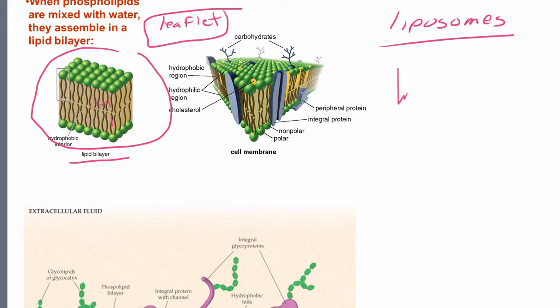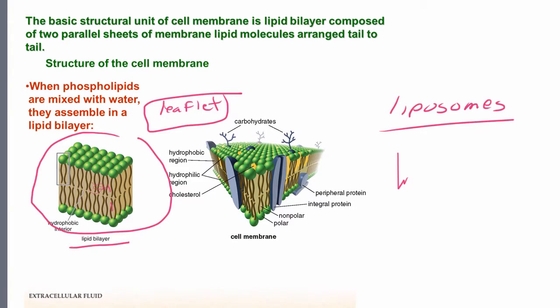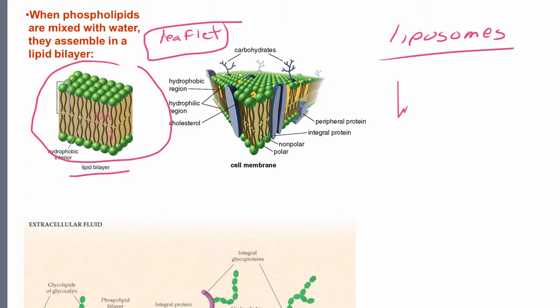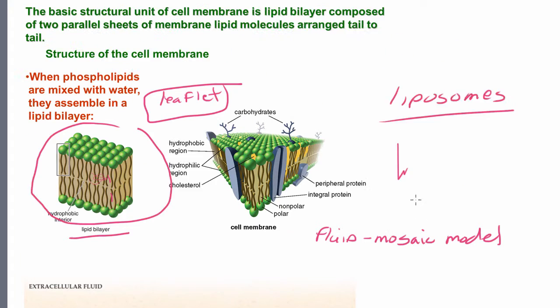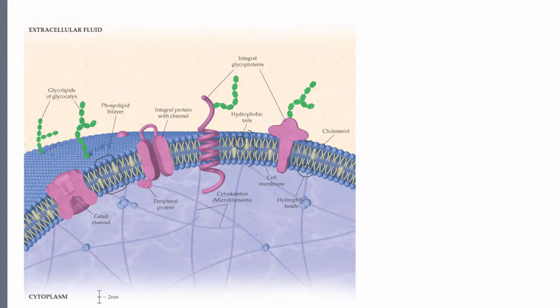The overall structure of the cell membrane is represented by what we call the fluid mosaic model. Okay. And again, we describe it as fluid because it's not rigid and molecules can move around within it. And we describe it as a mosaic because it contains many kinds of molecules. So here we can see the components of the cell membrane in this figure right here.